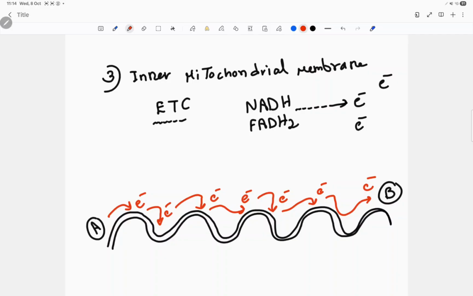The NADH and the FADH2 will lose electrons. So all these electrons here are from NADH and also from FADH2. Where does this happen? On the inner mitochondrial membrane.